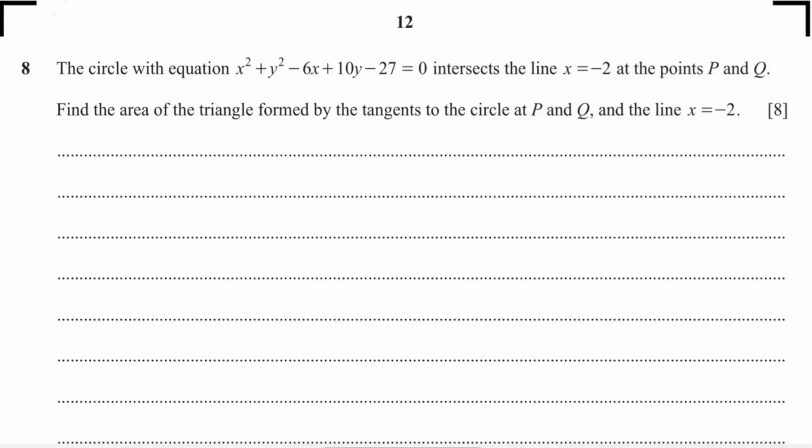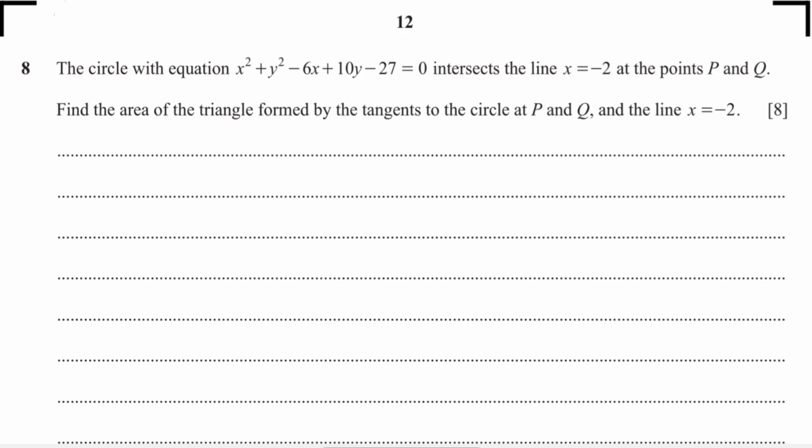Number 8 is saying the circle with the equation x squared plus y squared minus 6x plus 10y minus 27 equals 0 intersects the line x equals minus 2 at the points P and Q. Find the area of the triangle formed by the tangents to the circle at P and Q and the line x equals minus 2. Right?